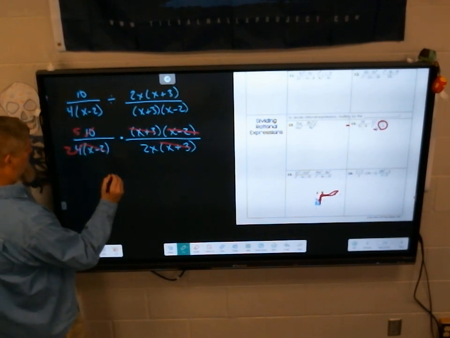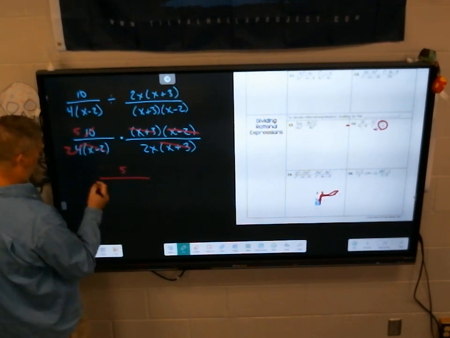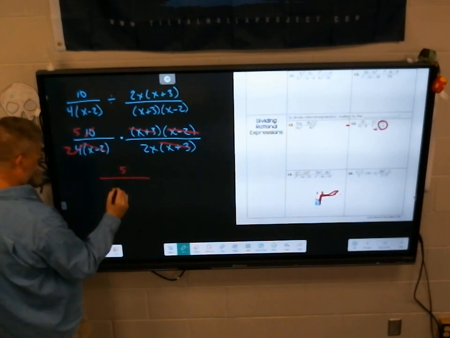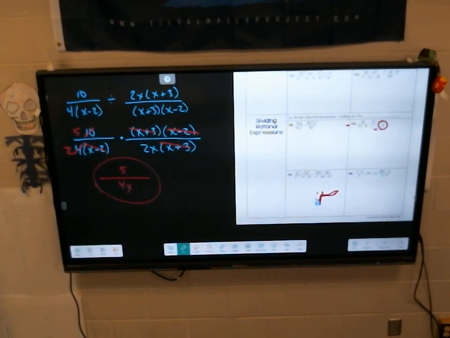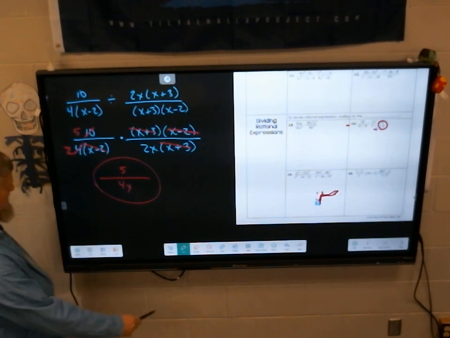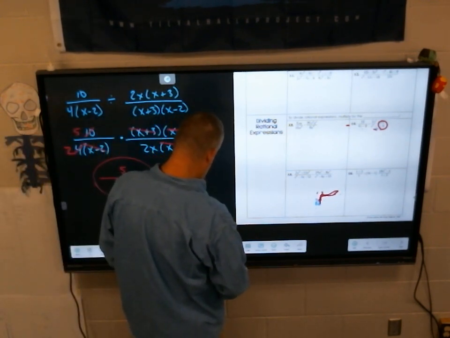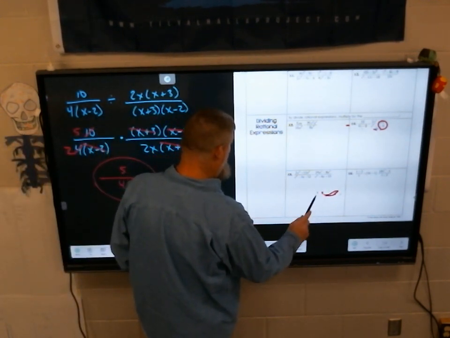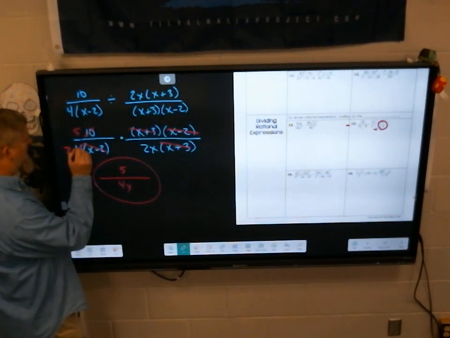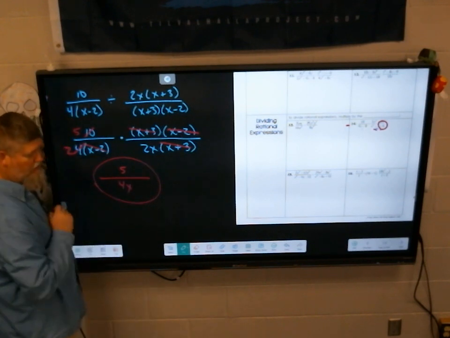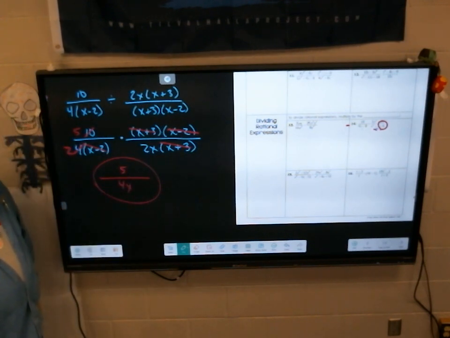So on top, I'm left with 5. On bottom, I'm left with 2 and 2x, so 4x. And there's my answer. Is everything else canceled? Did you multiply it or add it? You always multiply. That's what's being done. All these signs are being multiplied. So just multiply back together.